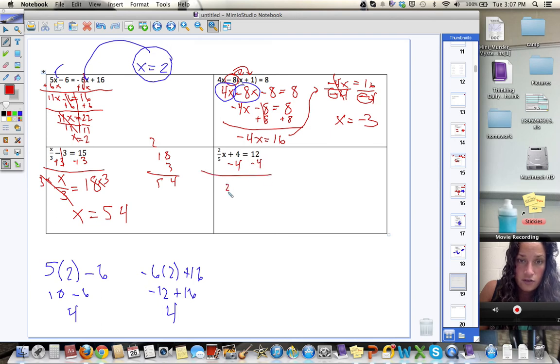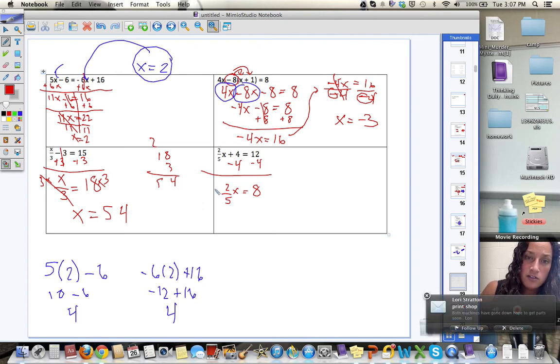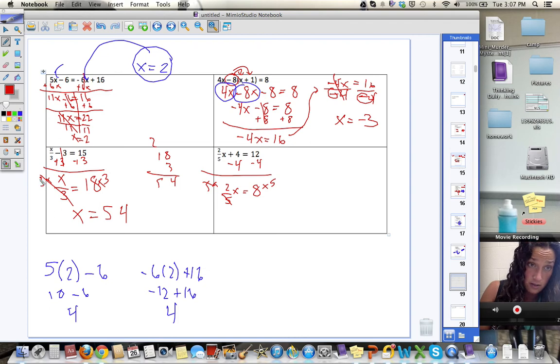So I'm going to have 2 over 5x equals 8. This x is being divided by 5. So the first thing I can do is multiply both sides by 5. All right? So when I multiply by 5, this 5 is going to cancel with this 5, just like the 3 canceled with the 3.